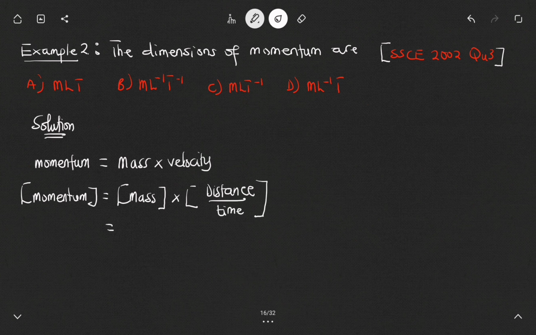So this will be equal to, the dimension of mass is m multiplied by the dimension of distance is l divided by the dimension of time is t. So this will be equal to m multiplied by l. The t, if we bring it to the top, becomes t raised to the power negative 1. The dimension for momentum will be m l t minus 1. And if we look through the possible answers, option C is the correct answer. So therefore, the dimension of momentum is m l t raised to the power negative 1.